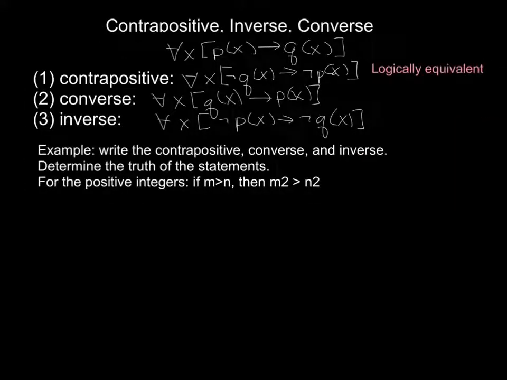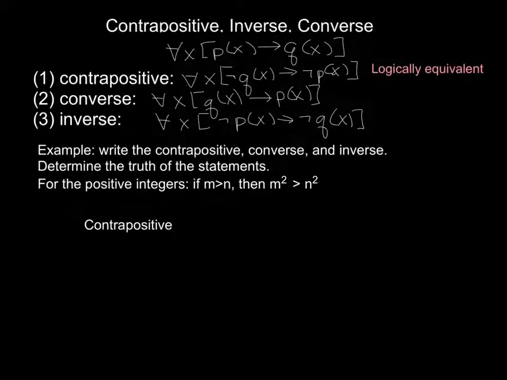Our first example of the contrapositive, inverse, and converse. Write the contrapositive, converse, and inverse. Determine the truth of the statements. So the original statement will be if m is greater than n, then m squared is greater than n squared. First, the contrapositive. We want the negation of the conclusion implies the negation of the assumption.